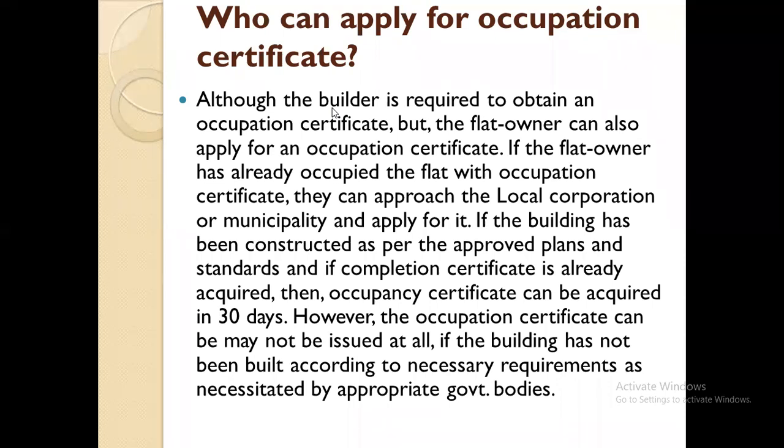If the flat owner has already occupied the flat without an occupation certificate, they can approach the local corporation or municipality and apply for it. If the building has been constructed as per the approved plans and standards, and if the completion certificate is already acquired, then the occupancy certificate can be acquired in 30 days. If you have the completion certificate already, then within 30 days the occupancy certificate will be issued to you after submitting the application along with the required documents.